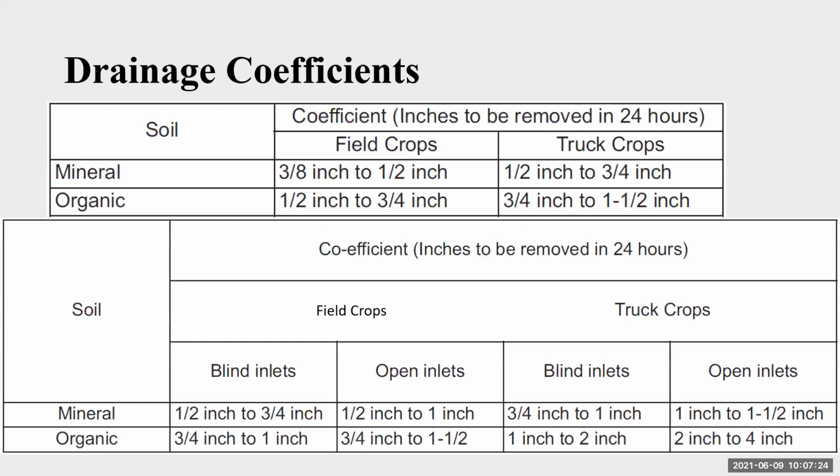So these are tables in the 606 standard that are good guidelines for choosing the right drainage coefficient. You have anything from a 3/8 inch coefficient for a standard mineral soil with standard field crops, which would be soybeans, corn, wheat, all the way up to 4 inches if you have specialty crops like vegetables and fully organic soils that have a lot of open inlets. Okay, so there's all these different ranges that you can use.